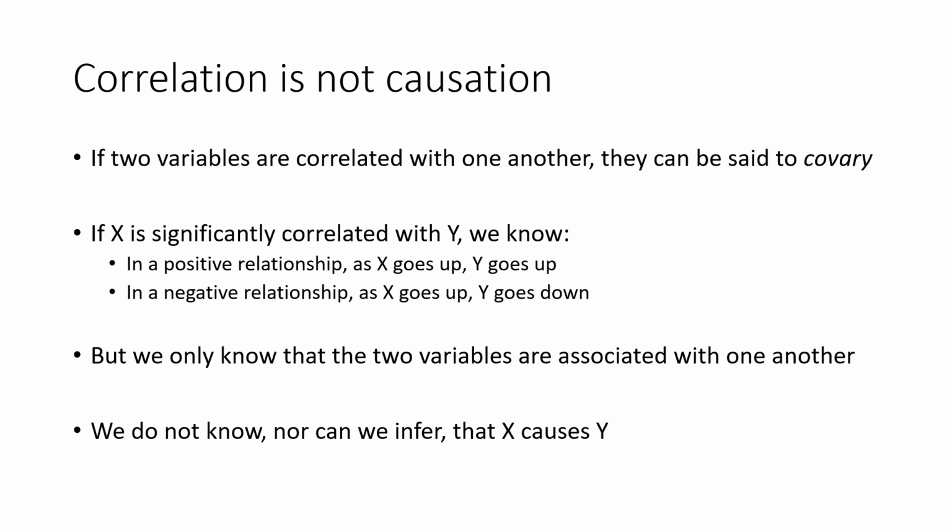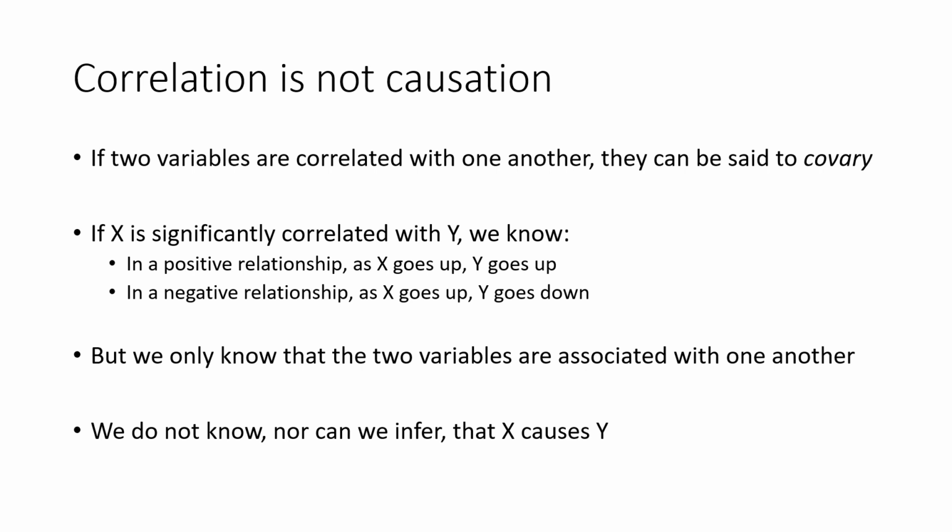So if we find, empirically speaking, that two variables are correlated with one another, X and Y, what we can say is that these two variables co-vary, right? There's a covariance between the variables. And if X is significantly correlated with Y, we know that in a positive relationship, as values of X increase, values of Y simultaneously increase. And in a significantly negative relationship, we know that as values of X increase, values of Y similarly decrease, right? So as X goes up, Y goes down.